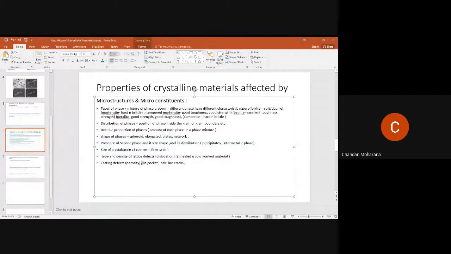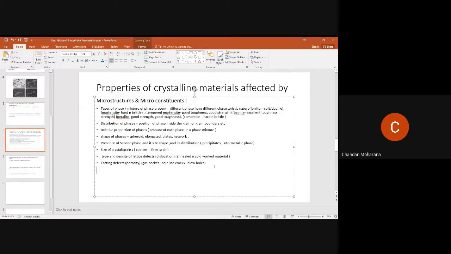Gas pockets, blowholes, surface blows. Yes, sir. Okay, very good. You have heard, no? Blowholes. These are formed during casting, when you solidify a liquid metal in the mold. During the solidification process, some gas will get entrapped, right? Some gas will get entrapped.